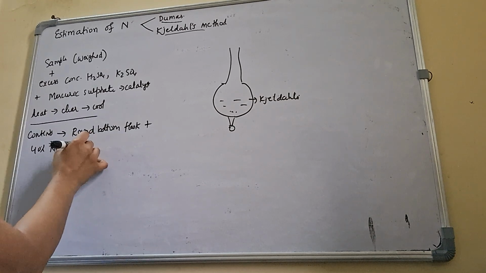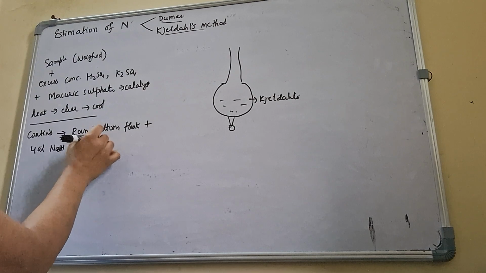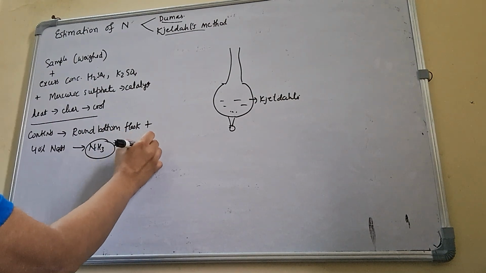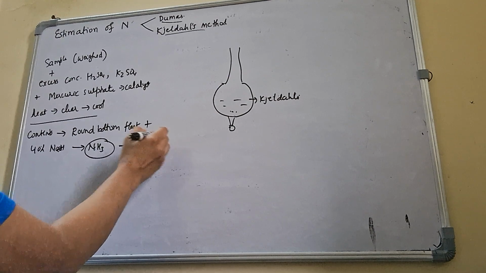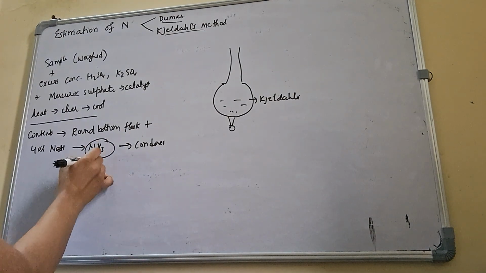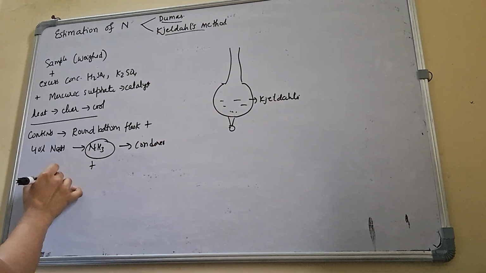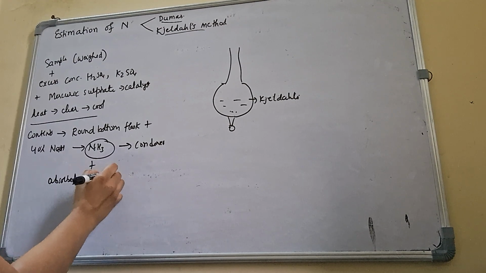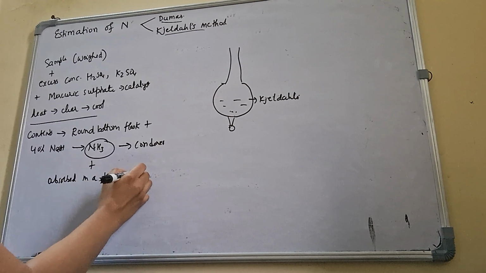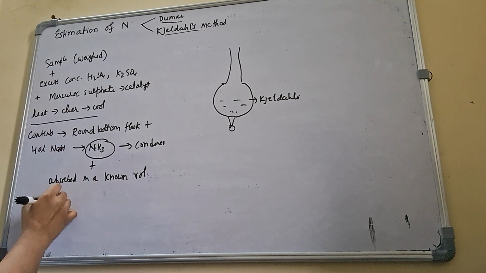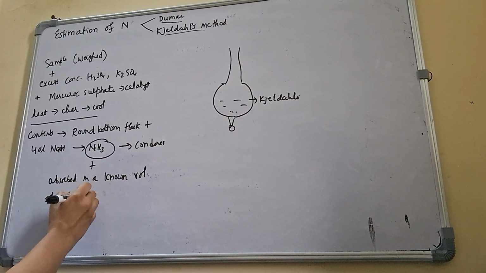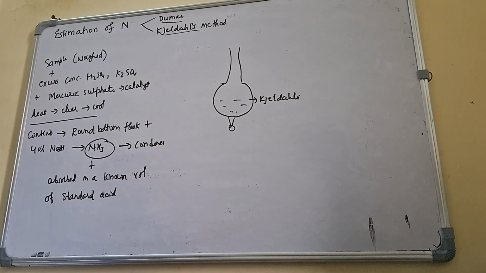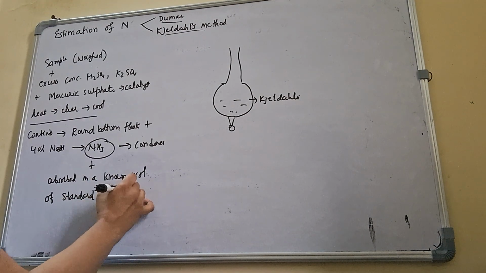What will it give you when you heat it? It will give you ammonia gas that will be liberated, and this ammonia gas will be passed through a condenser and absorbed in a known volume of standard acid, which is taken in your conical flask.